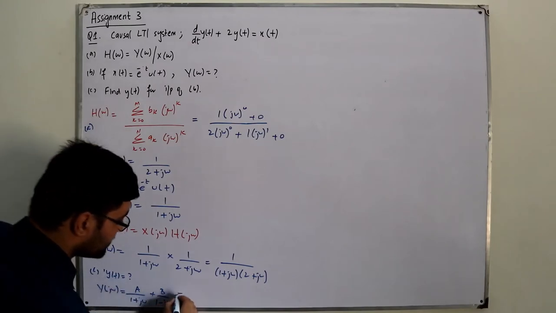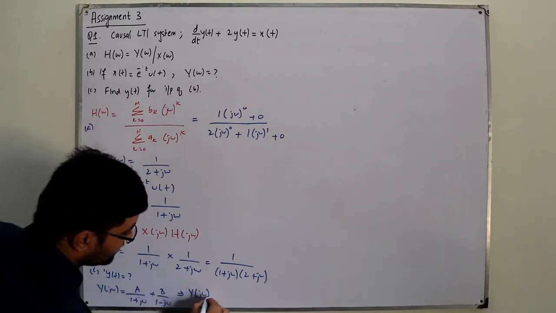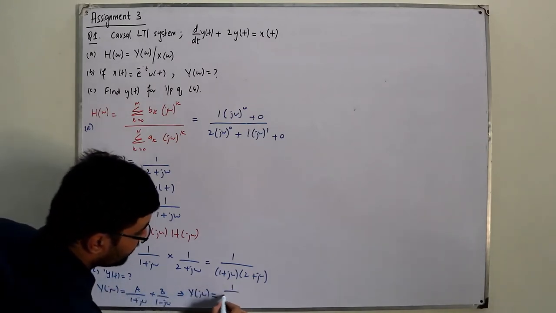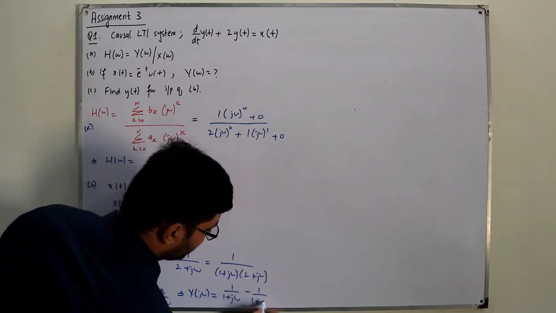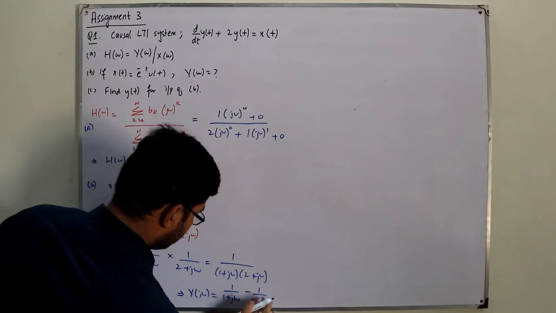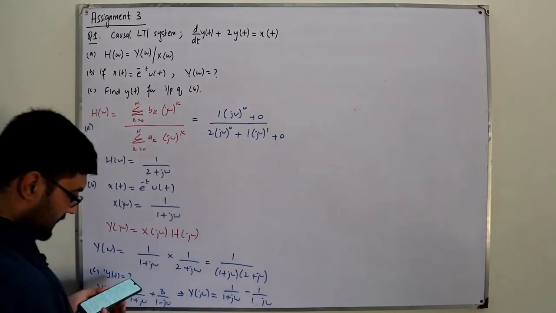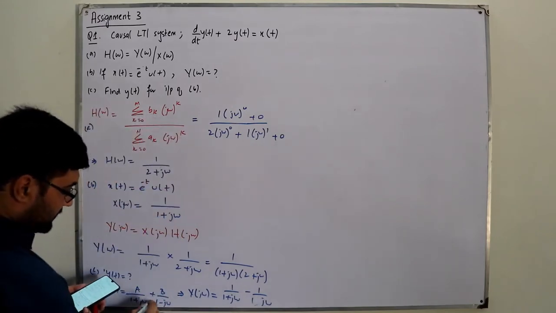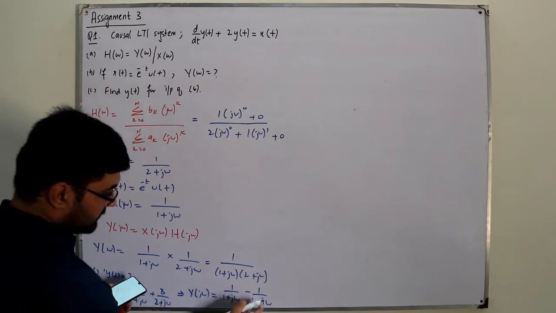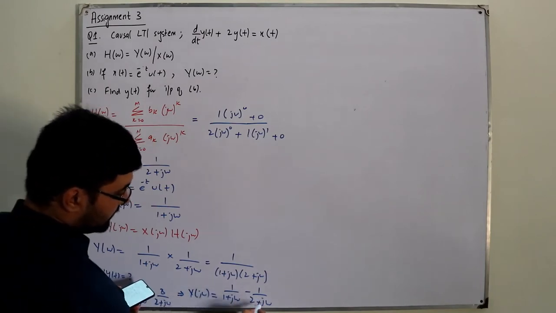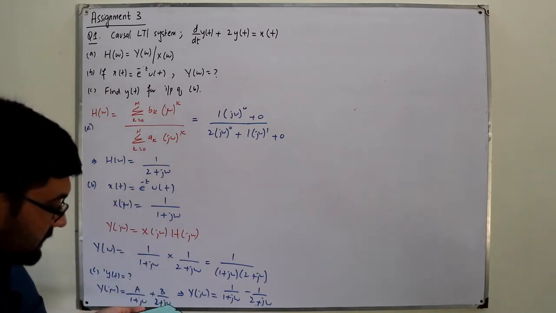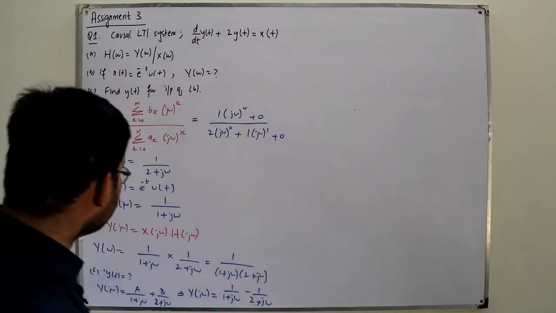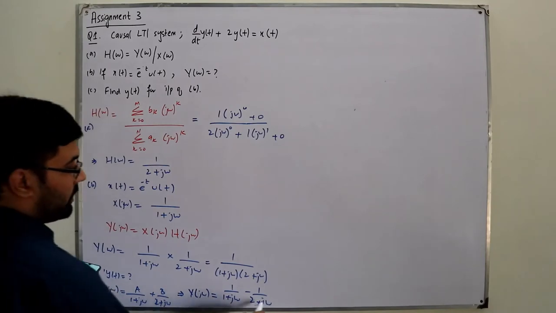Solving it yourself, this implies that Y of j omega would give you 1 over 1 plus j omega, and then minus 1 over 2 plus j omega. I did it wrong, this is 2 plus j omega. So 1 over 1 plus j omega minus 1 over 2 plus j omega. And now for this, you can take the inverse Fourier transform.